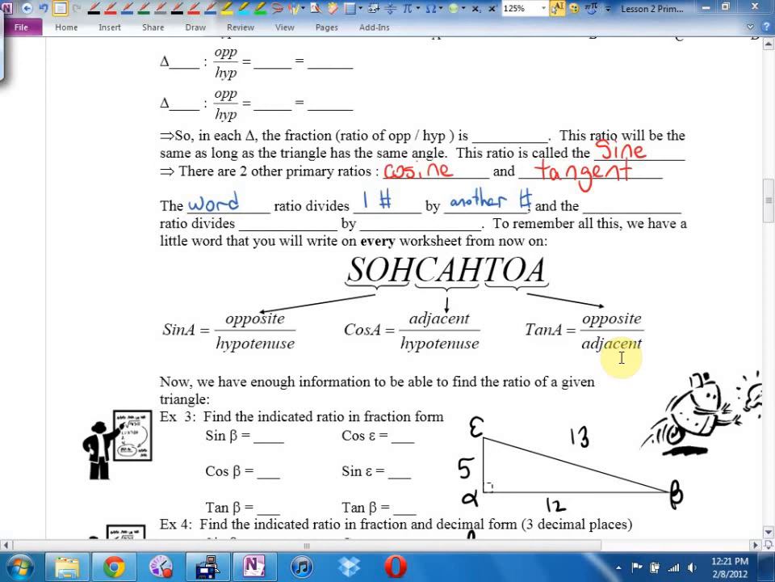In fact, what I do in the trig unit, almost any time I turn to a new page, at the top, I write Sohcahtoa. Easy way to keep me from making dumb mistakes.